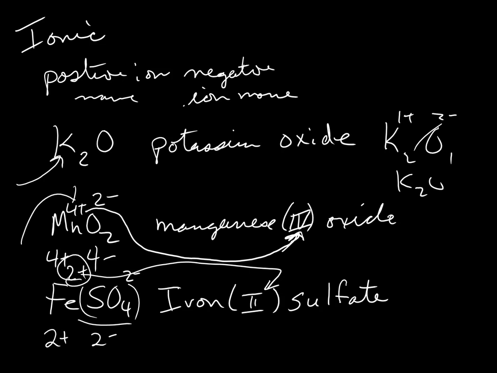Think about going the other way. If I asked you to write the formula for iron 2 sulfate, you'd say iron, its charge is 2 plus. Sulfate, its charge is 2 minus. That adds up to 0. I'm done. If I went the other way with manganese 4 oxide, I'd say Mn, it's got a 4 plus charge. Oxide, it's got a 2 minus charge. Those don't add up to 0. If I did the crisscross, I get Mn2O4, and that would add up to 0. But for ionic compounds, we want the lowest ratio, so that would be MnO2.